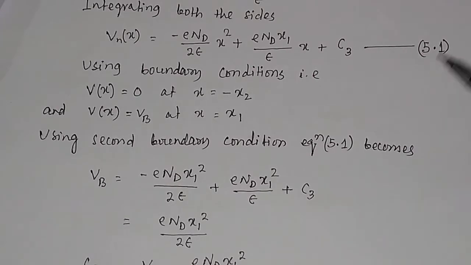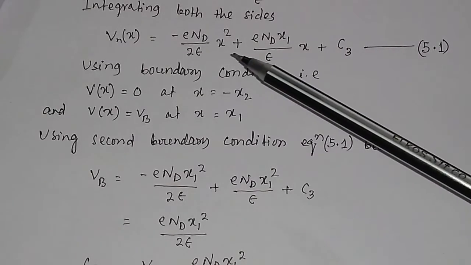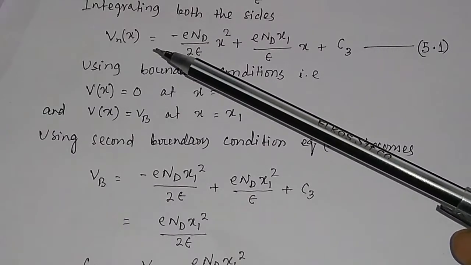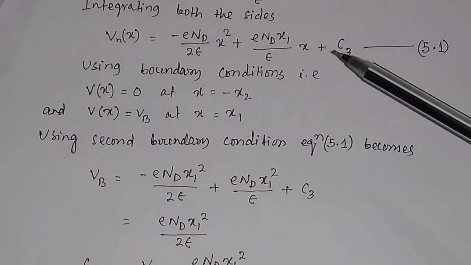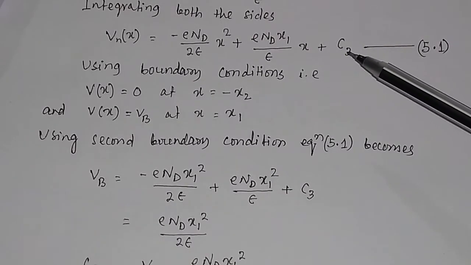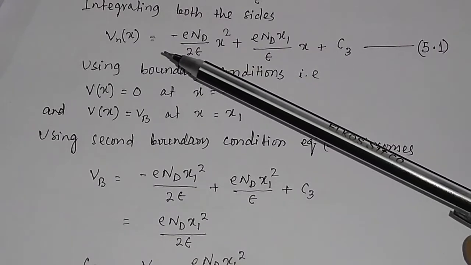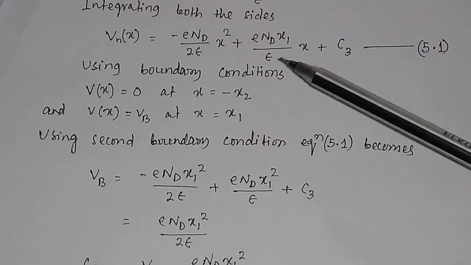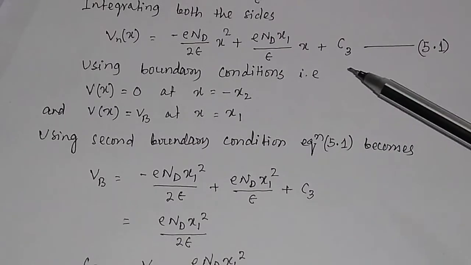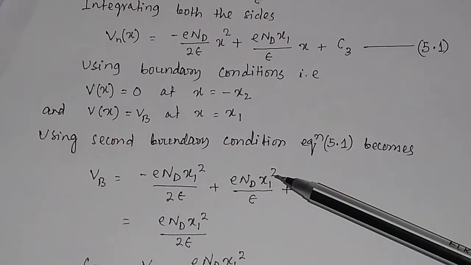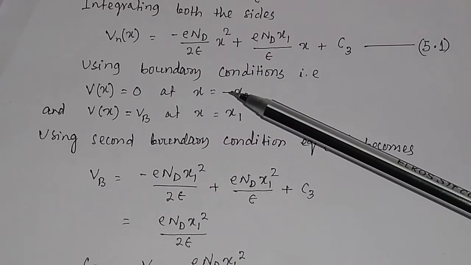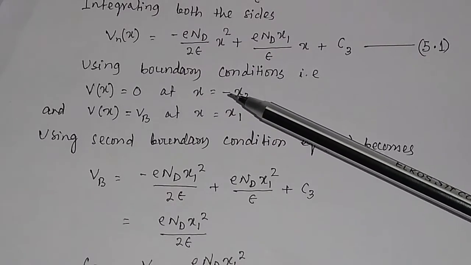And C3 is the constant to find out the expression for the potential at the n side. So if you find out this constant C3 by using the boundary condition, then you will find the expression for the potential for the n side. Similarly, if you find out the constant C4 for the p side using its boundary condition, then that will be the expression for the potential for the p side.